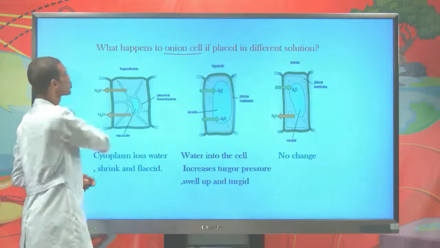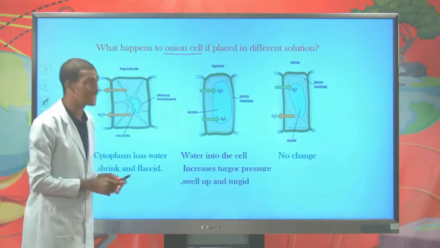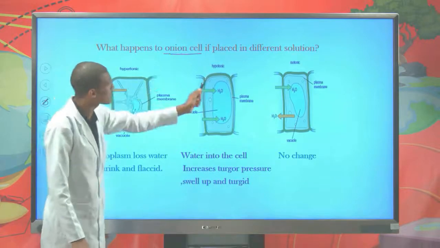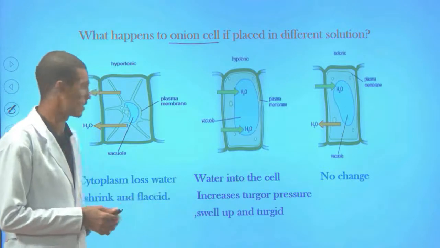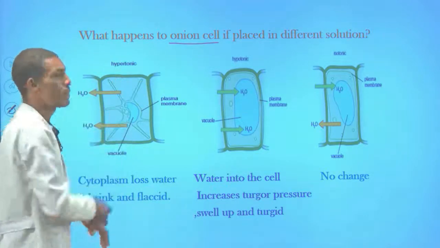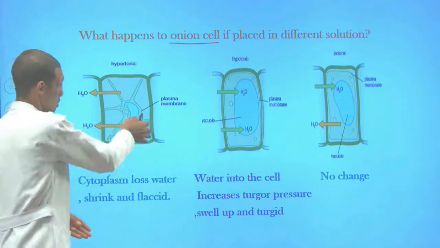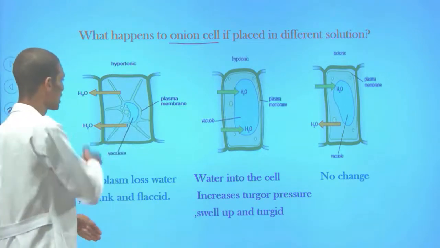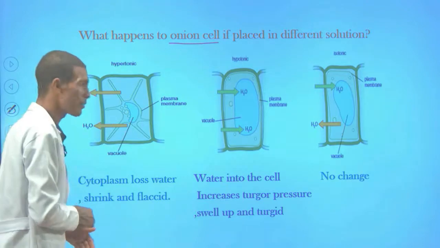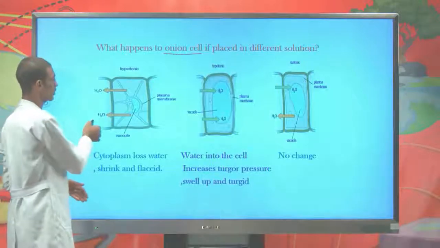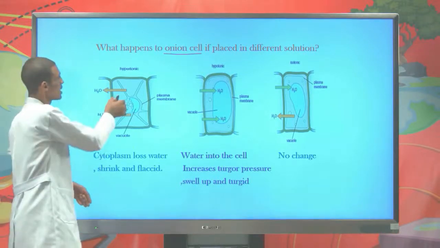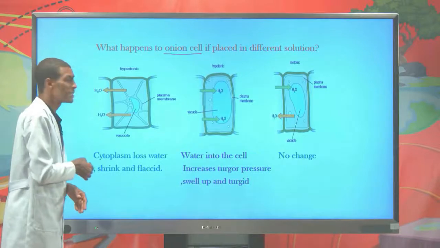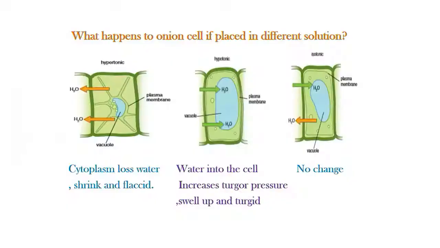Another effect of osmosis is on the plant cell. If we place an onion cell in different osmotic solutions, let me see what its effect can be. Under hypertonic, the same is true. Since the water potential of the cell is greater than the water potential of the environment, water prefers to leave the cell. Again, the size of the vacuole decreases, the size of the cytoplasm decreases, the cell shrinks, and the cell becomes flaccid.